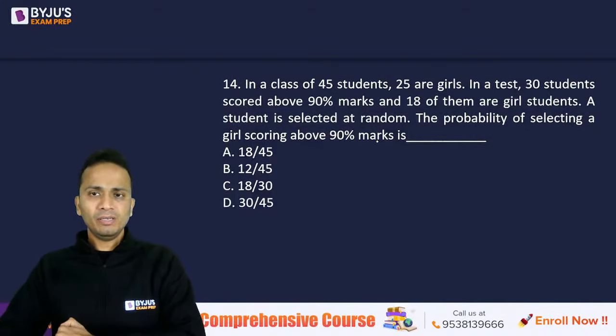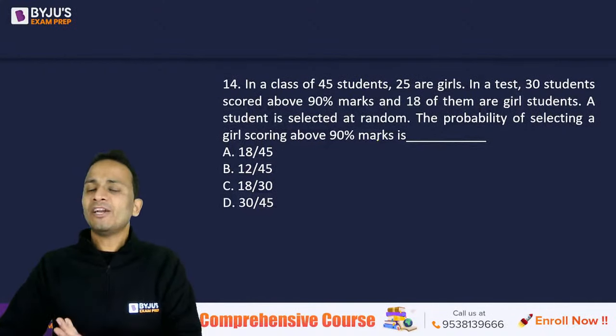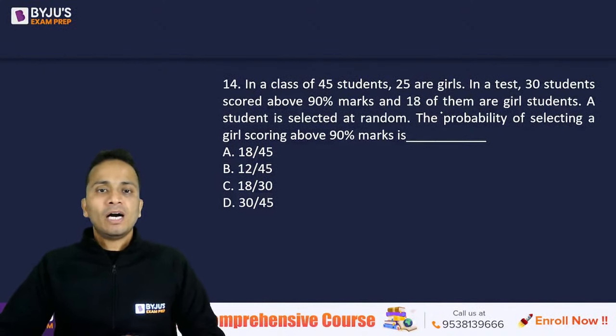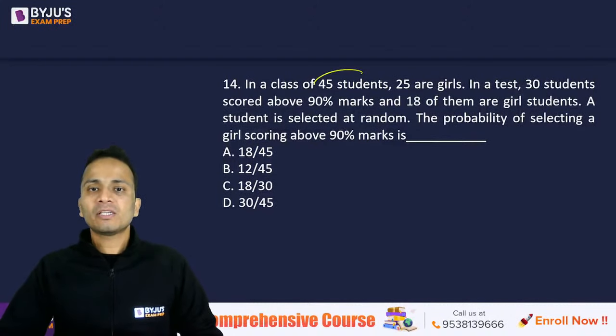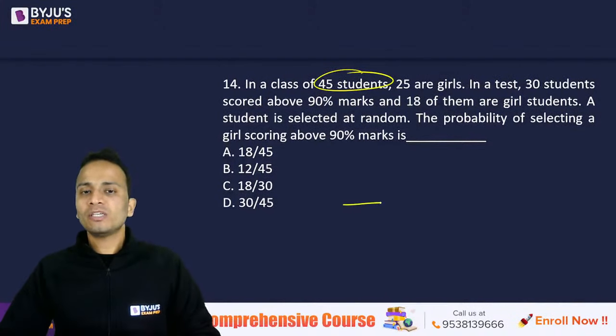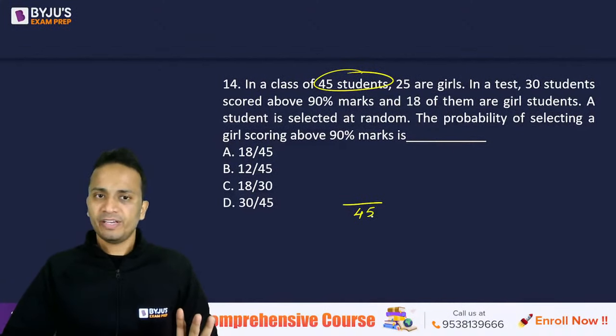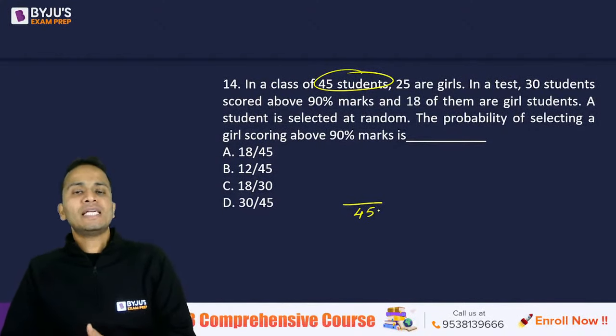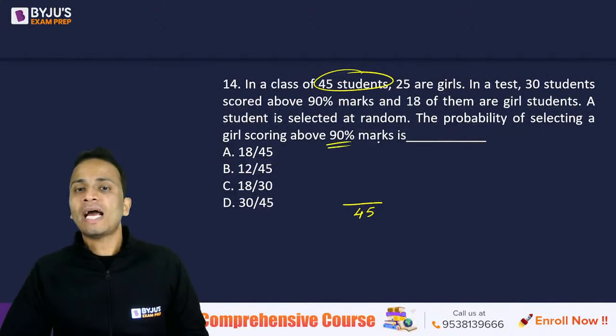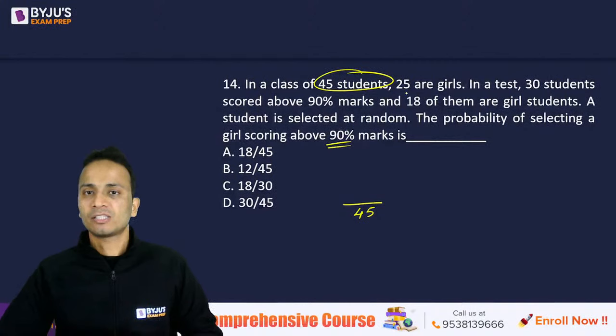Yes, simple. So you don't have to do any kind of calculations. A student is selected at random. So that means there are 45 students and a student should be selected from 45 students. So the denominator should be 45, right? So student is selected at random. The probability of selecting a girl who has scored 90% above marks.